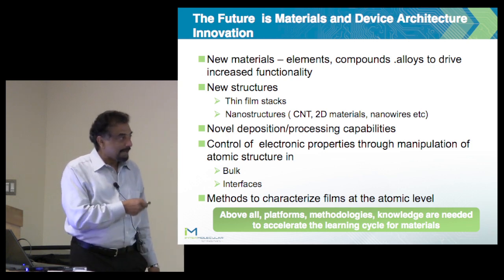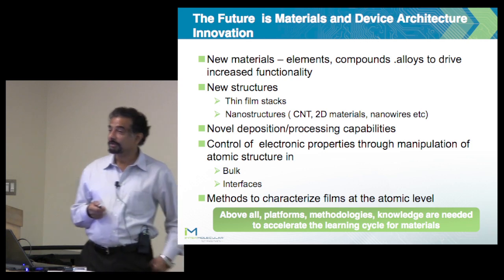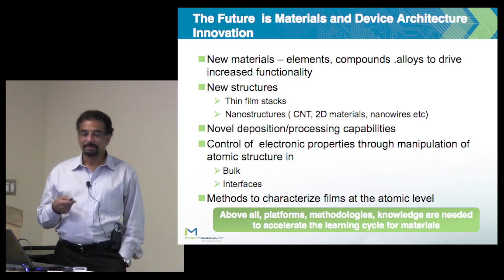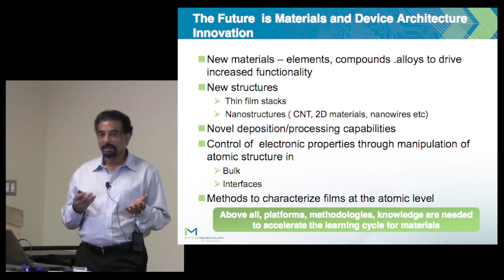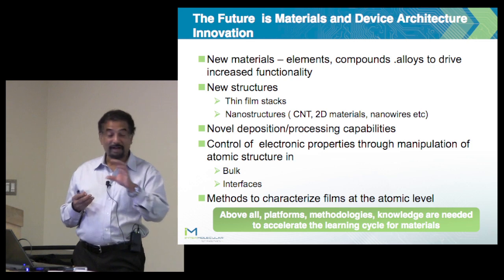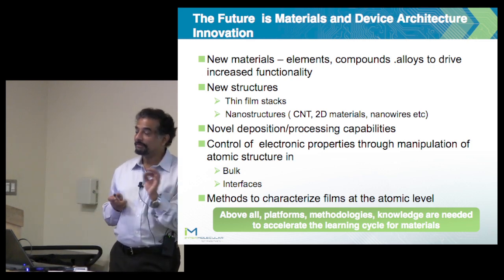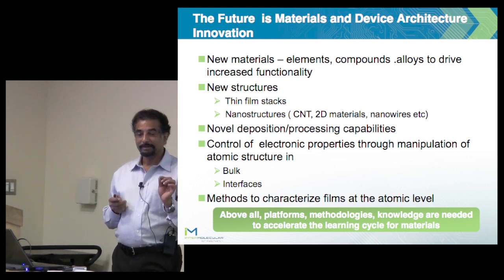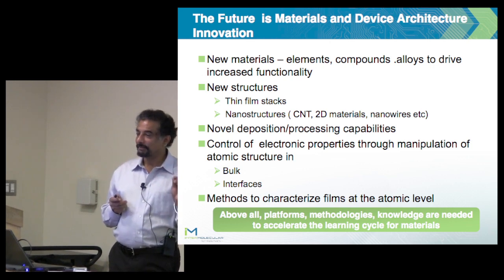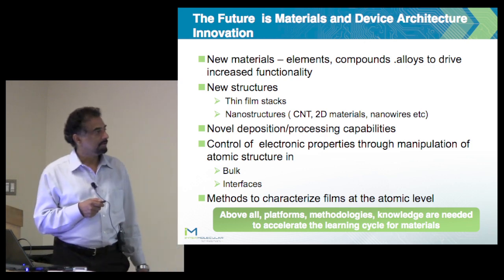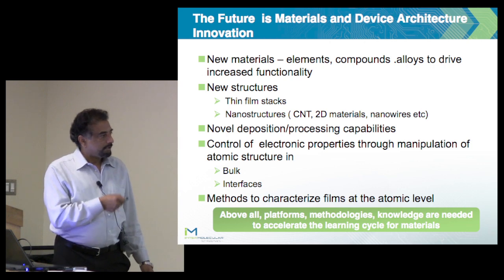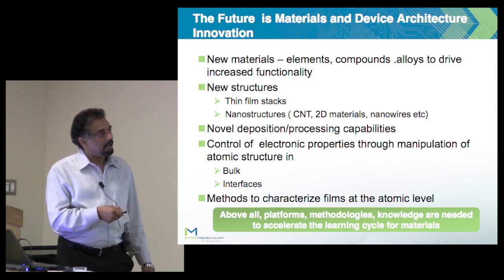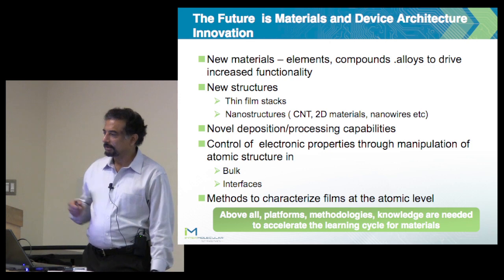That's the level of control that we are trying to get with the level of material processing. And that means we also have to characterize the films at the atomic level. There are some amazing pieces of equipment being developed. The TEMs being developed these days are getting to a point where I just saw one where they could look at the individual atoms on a particle and even look at the catalytic activity caused by the movement of an atom on a surface. Plus, of course, all the AFM and scanning conductance microscopy. In addition, above all, you need the platforms, methodology, and knowledge to accelerate the learning cycle of materials.